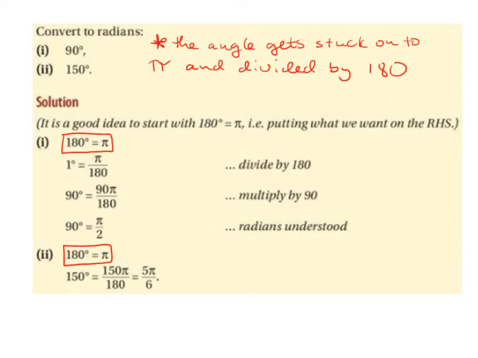So remember, the trick here with changing degrees into radians is the angle gets stuck onto pi and then we divide by 180. And the reason for this is there is 180 degrees in pi. Pi is equal to 180 degrees.